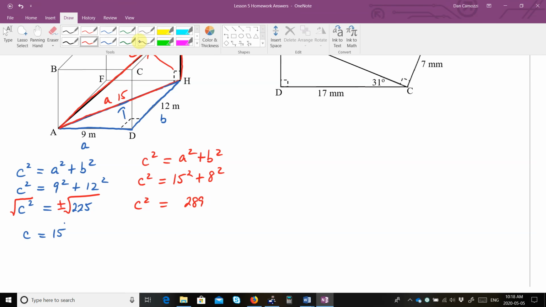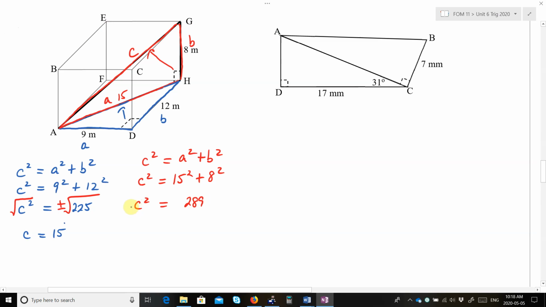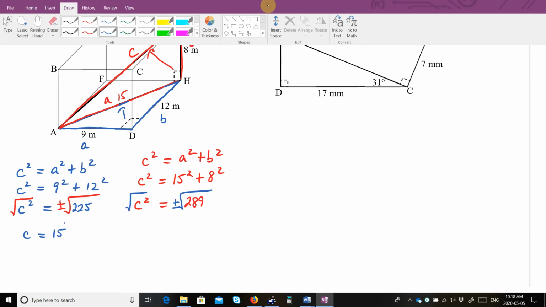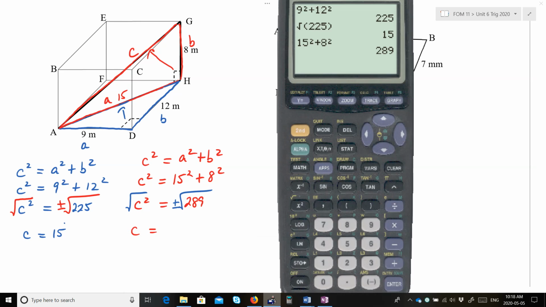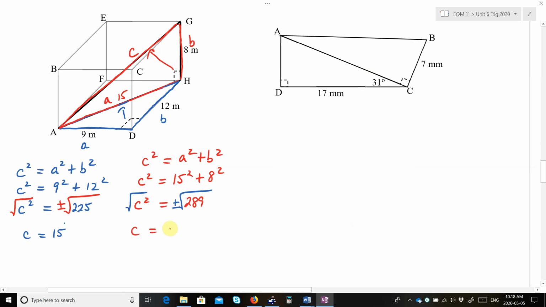Okay, so then to get C by itself, how do I undo squaring? I square root. Be plus or minus. Answer could work. So C is equal to the square root of 289, which is 17.